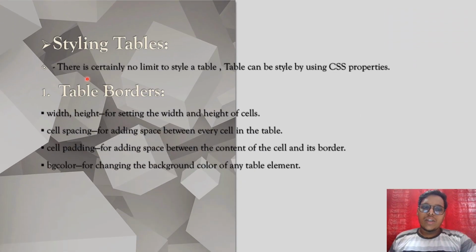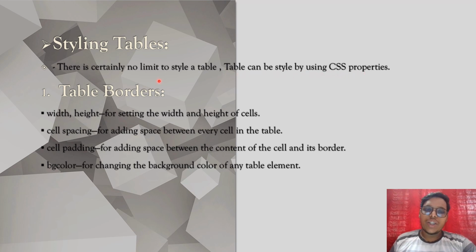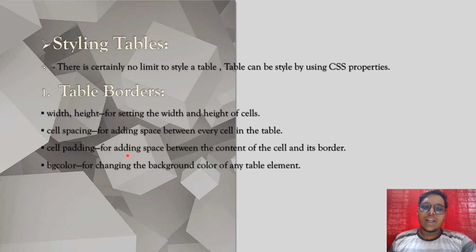Styling of tables. There is certainly no limit to how you can style a table. A table can be styled using CSS properties, but here we are going to use HTML attributes to style the table. Table borders; width and height for setting the width and height of cells; cell spacing for adding space between every cell in a table; cell padding for adding space between the content of the cell and its border; background color for changing the background color of any element of the table.